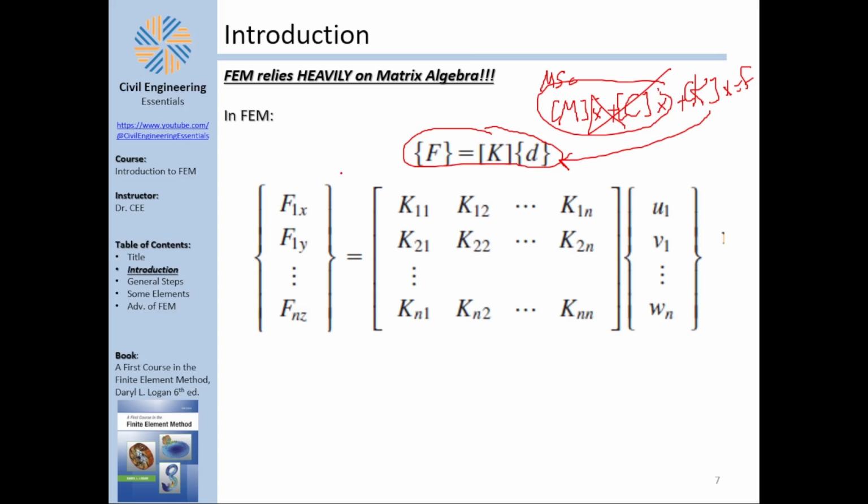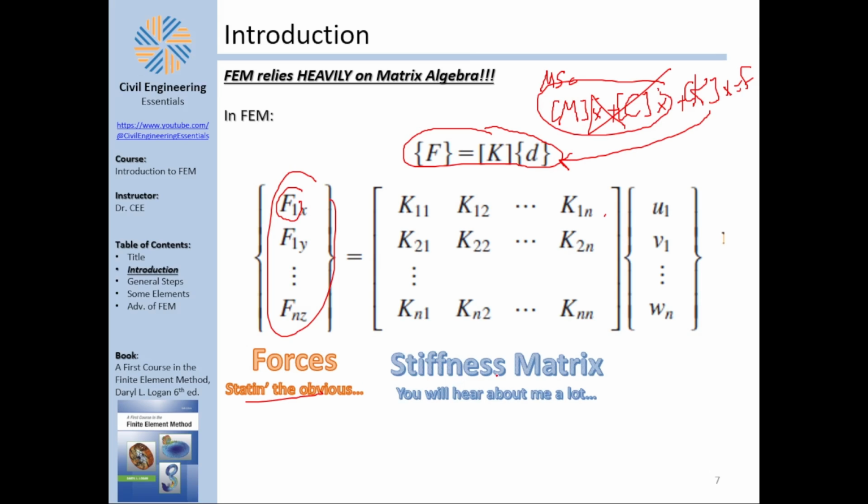Now, the finite element method means that the force vector is going to equal the stiffness matrix multiplied by the degree of freedom vector. Let me reiterate here. The force is a force vector, and I'm stating the obvious. The matrix here is called the stiffness matrix, and you will hear about this a lot. Maybe around 90% of the course is going to be talking about the stiffness matrix and how to assemble and deal with it. And finally, you have the movements or deflections, which are called the degrees of freedom.